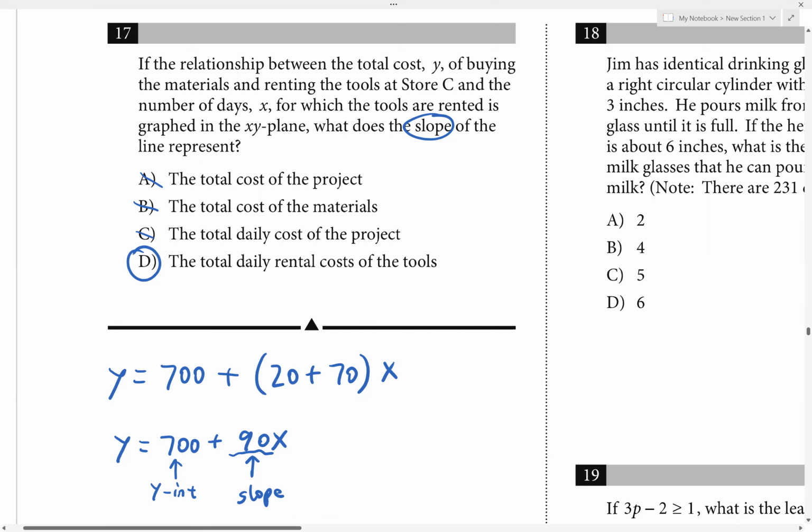So the total daily rental cost of the tool. So we said the 20 is the wheelbarrow and then 70 is the concrete mixture, right? So we add them together, that will be the cost of the tools. And so the cost per day, right? So it's the daily rental cost of the tools. Okay, so that should be the final answer for 17, which is letter D here.